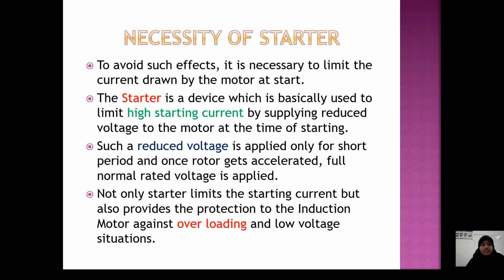Such a reduced voltage is applied only for a short period, and once the rotor gets accelerated, full normal rated voltage is applied. So the reduced voltage is applied only in the starting. As the rotor reaches some 80% of its speed, the starter will be removed automatically or manually, and rated voltage will be applied to the motor.